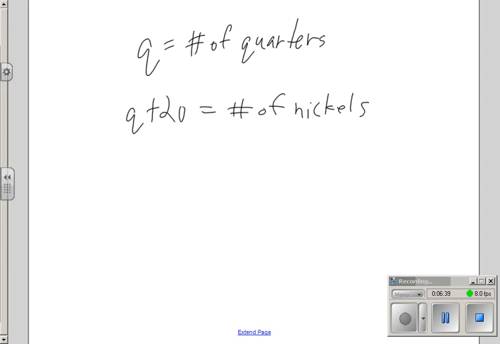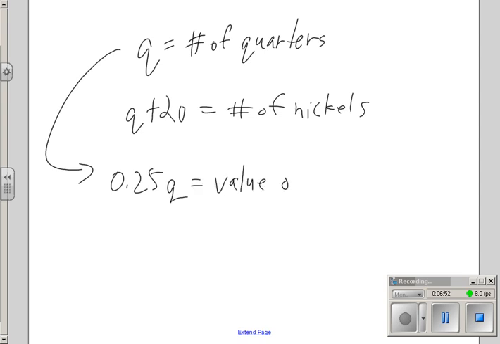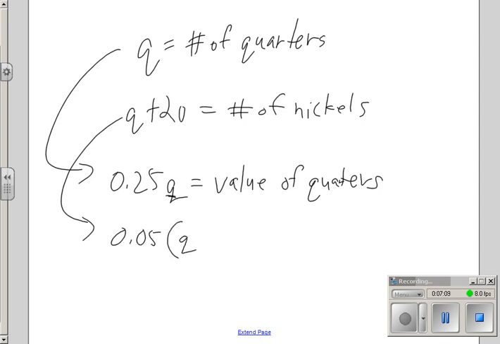Well, what's the value of the quarters? How do we value quarters? If there's Q quarters in a jar, what's its value? Well, we have to take the number of quarters, Q, and multiply it by that. That would give me the value of the quarters, right? Because we multiply the number of quarters, Q, by 25 cents, and we get the value of the quarters. And likewise, for the nickels, it's 5 cents multiplied by the number of nickels, and that'll give us the value of nickels.